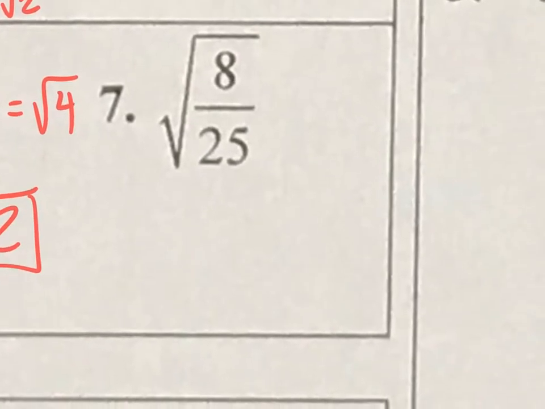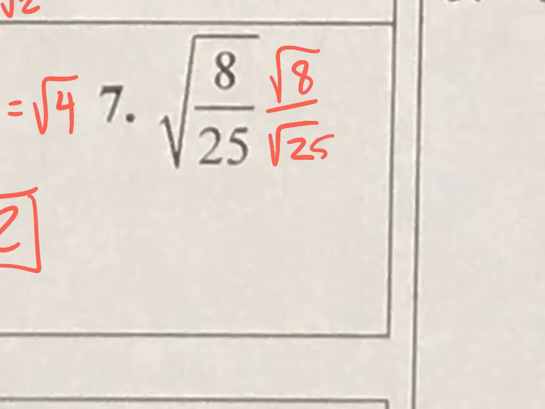Okay, let's actually do 7, because it doesn't work out that nice. 8 is not divisible by 25. You can't reduce that fraction either. So we will have to split the square root into the 8 and the 25. Now, which one of these is easy to do, the 8 or the 25? 25. All right, so what do I get when I do the square root of 25?